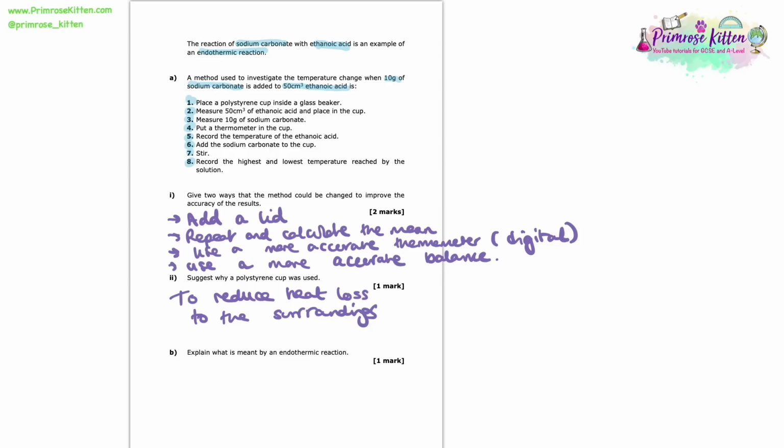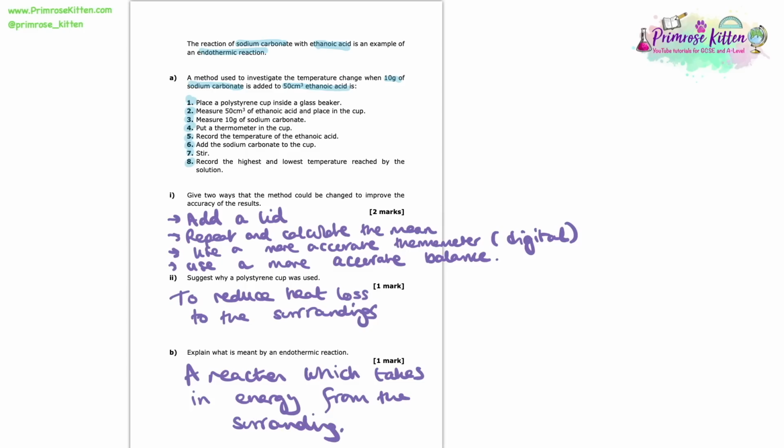So our answer to this, the reason why we use a polystyrene cup, was to reduce heat loss to the surroundings. So now we're asked to explain what is meant by an endothermic reaction. So this is a great definition to learn if you don't already know it. An endothermic reaction is a reaction that takes in energy from the surroundings. And a common implication of that is that the temperature of the surroundings is going to go down. And so we will see an actual decrease in our measured temperature. So there you are. An endothermic reaction is a reaction which takes in energy from the surroundings, whereas an exothermic reaction will be one that gives out heat to the surroundings.